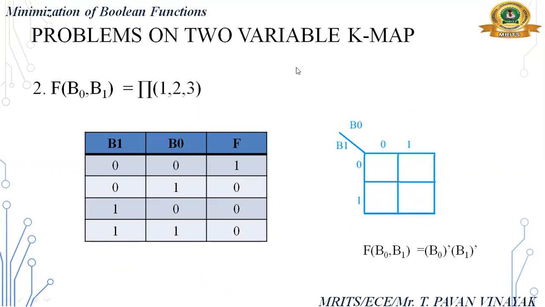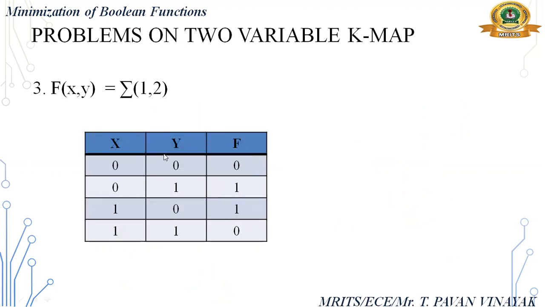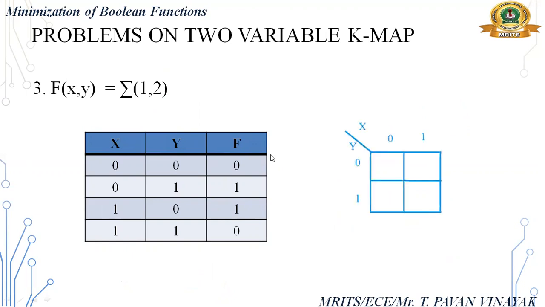Next, third problem. Sigma 1 comma 2. Write the truth table. Here I am given variables x and y. Same order. Now I am writing x here and y here. Then what happens? Check the index terms clearly now. I am taking now downward side. X here, y here. But I am writing x in this order. You are taking in reverse order.